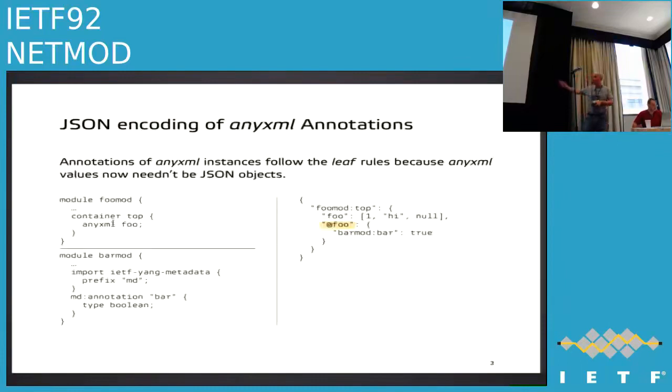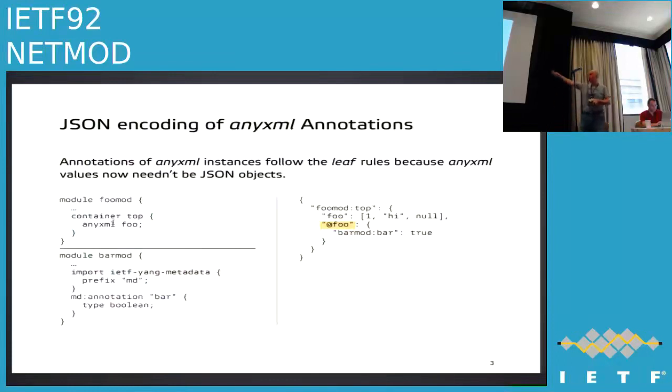And here on this second and last slide, you can see the change in the encoding of anyXML, and that change was necessary because in the last revision of the JSON encoding draft, anyXML could be any JSON value, so it can also be a scalar value, and it means that we have to encode annotations in the same way as we encode annotation for leaves.